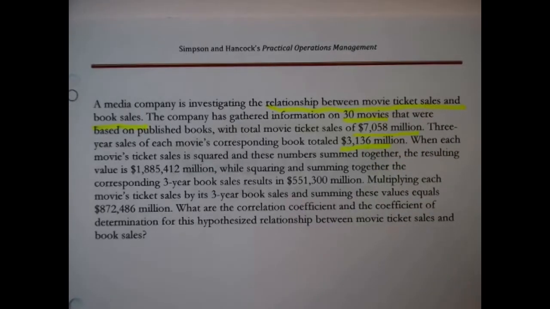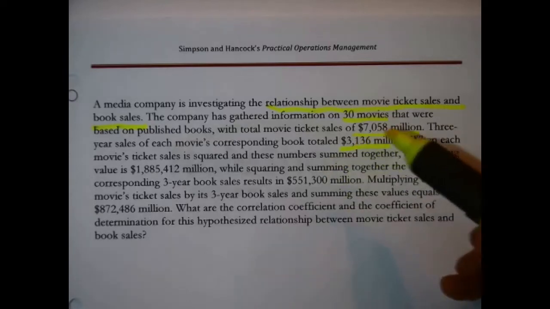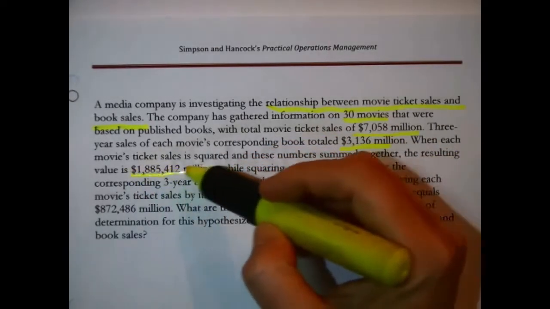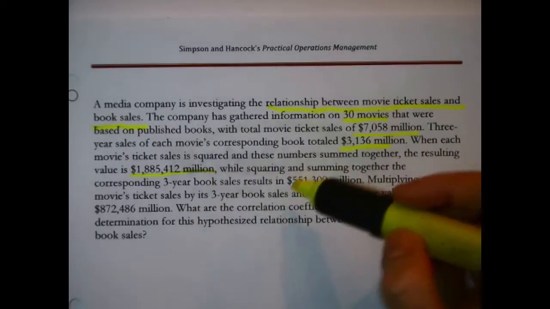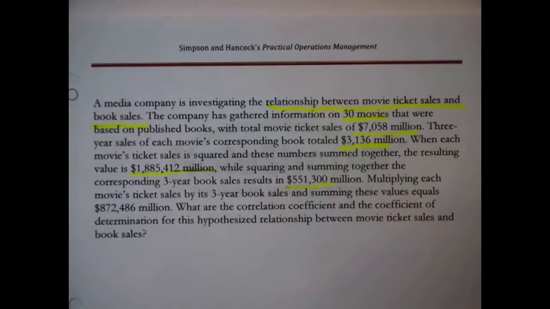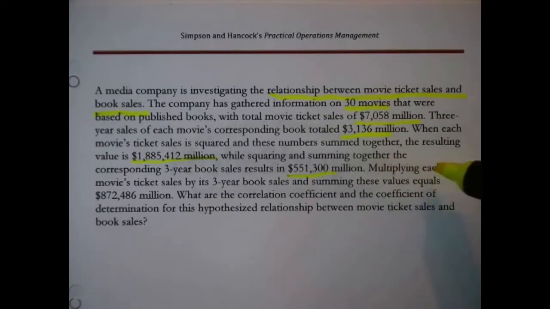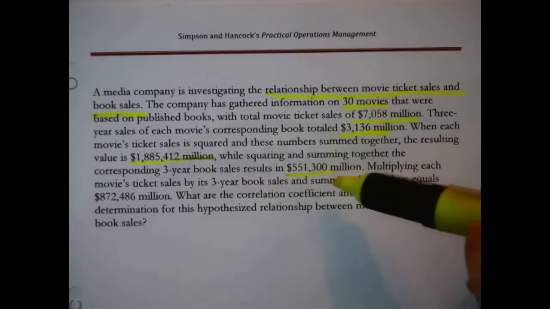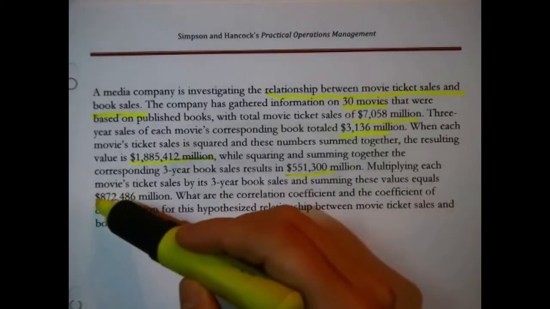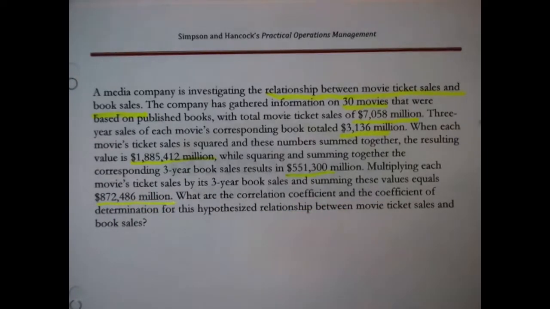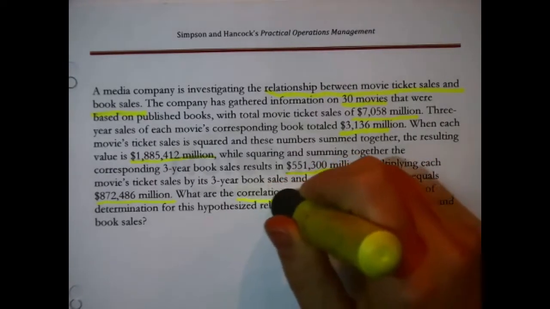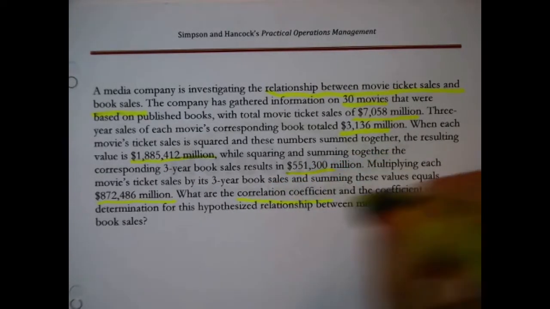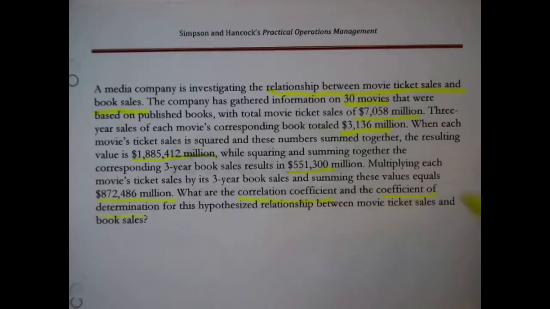When each movie ticket sale is squared and these numbers are summed together, you get this really large number right here. While squaring and summing together the corresponding 3-year book sales results in this not as large, but still pretty big dollar amount. Multiplying each movie ticket sales by its 3-year book sales and then summing these values together equals that number right there. Now, finally, the question. What are the correlation coefficient and the coefficient of determination for this hypothesized relationship in movie ticket sales and book sales?